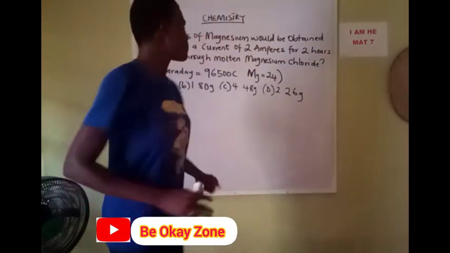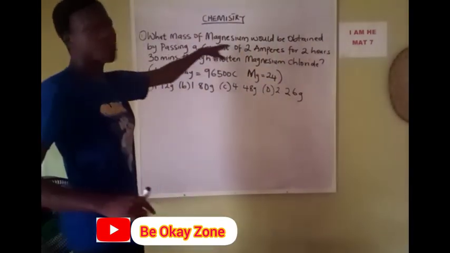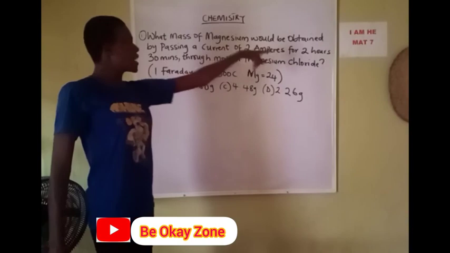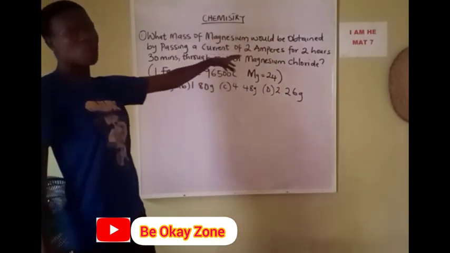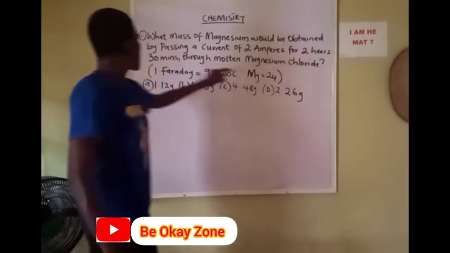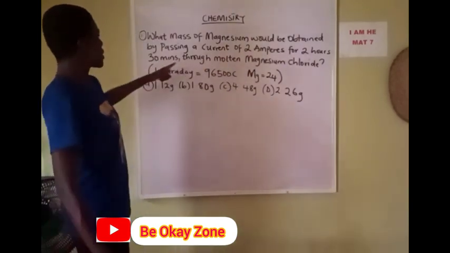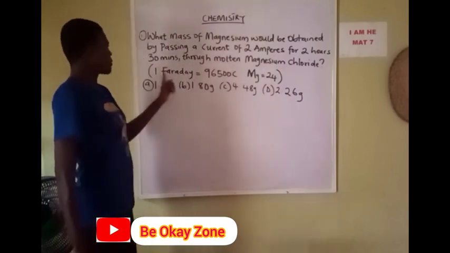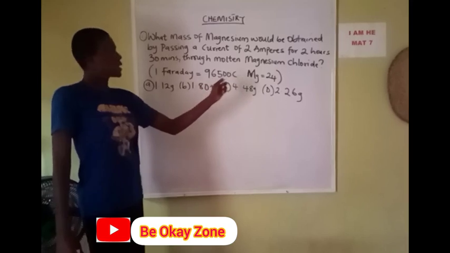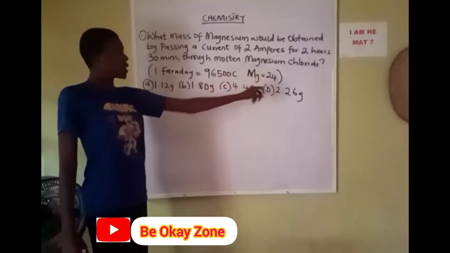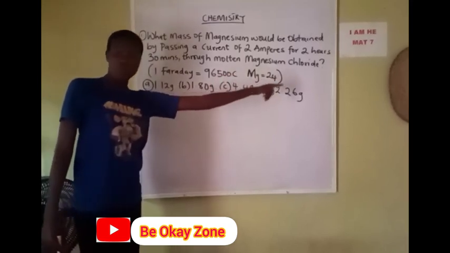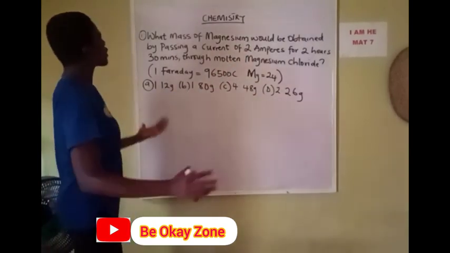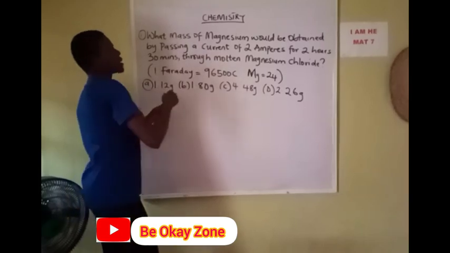It says what mass of magnesium would be obtained by passing a current of 2 amperes for 2 hours 30 minutes through molten magnesium chloride? And we are given that 1 Faraday is equal to 96500 coulombs. Magnesium is given to us as 24. Now we are asked to find the mass of magnesium.